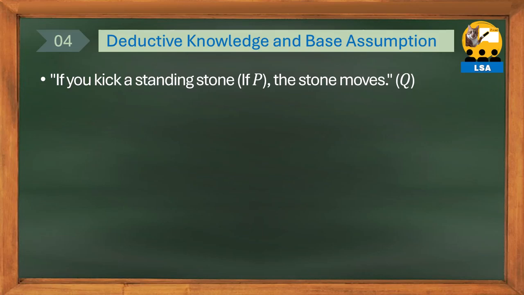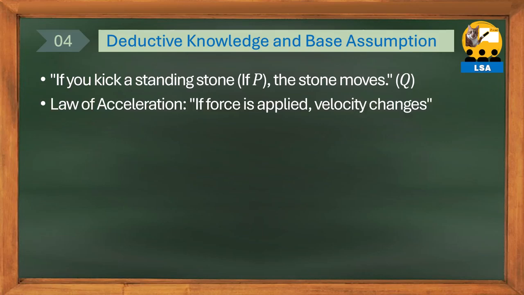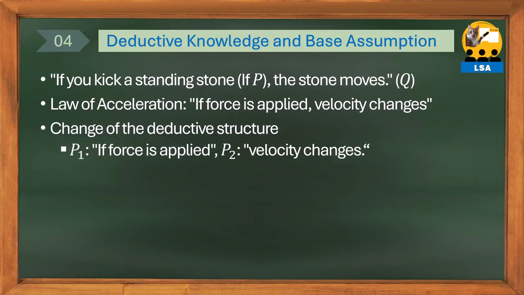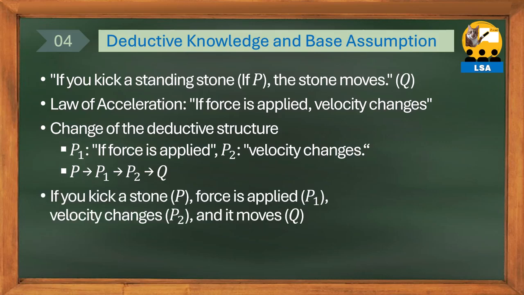We know that Newton's law of acceleration, if a force is applied to an object with mass, its velocity changes, is a proposition proven inductively to be correct. Applying this law to the above proposition, we can change the deductive structure. We insert the law of acceleration into the middle. Then the deductive structure changes. If you kick a stone, you are applying force to the stone, and according to the law of acceleration, velocity must change. And since the velocity changes, the standing object with mass moves.